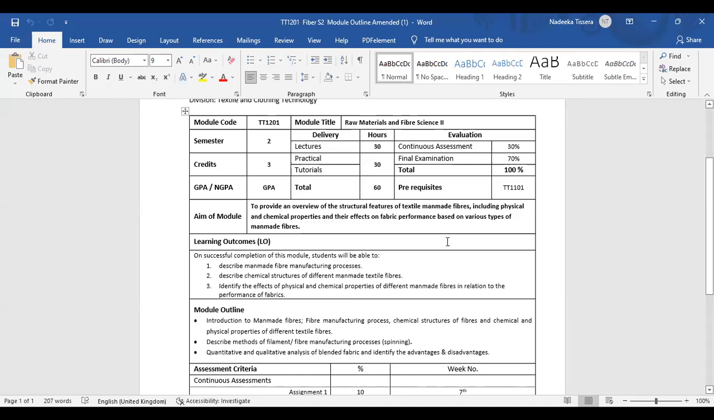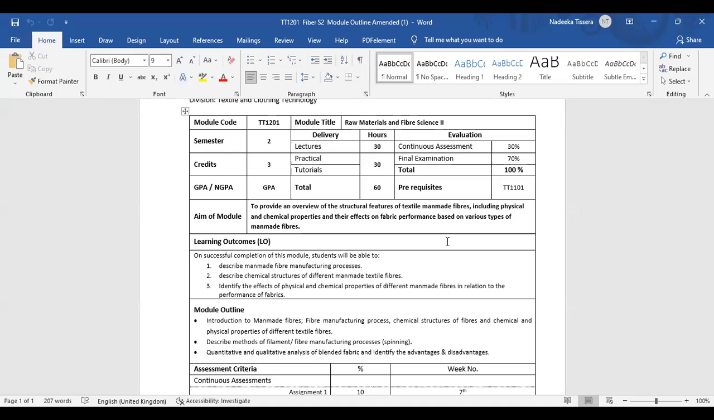And the third learning outcome is that you should be able to identify the effect of physical and chemical properties of different man-made fibers in relation to the performance of the fabric. All right. So in here, there are two terms, physical and chemical properties of fibers.